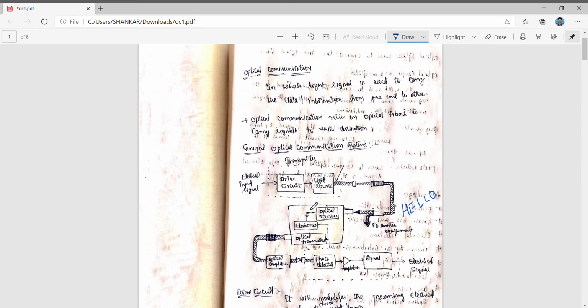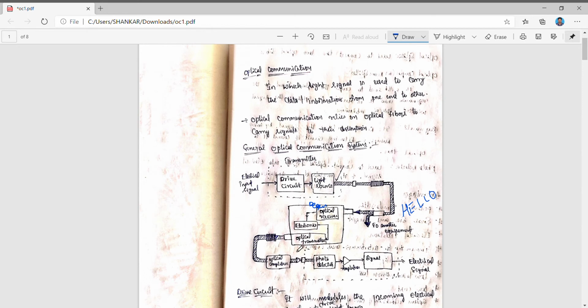And in the receiver section, this square box is represented as the regenerator. The regenerator will regenerate the original signals with the help of electronic components. These electronic components are retiming circuits and reshaping circuits, which will reshape the signal. Whatever optical signal we have will be converted into an electrical signal, and then it will be converted again into the optical signal format.